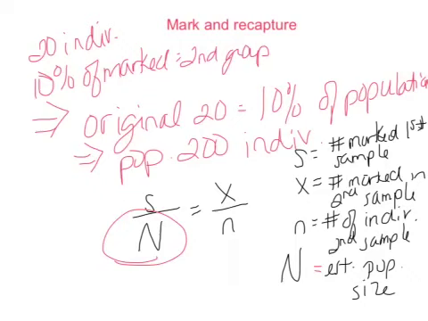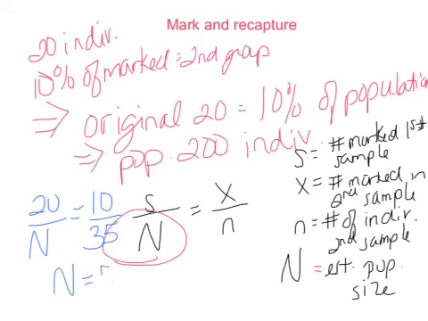You just set it up as a proportion. You could also rearrange it, but in our case, we would have the 20 original individuals over N equals the 10 marked in the second sample over, let's say, a second sample of 35. When we do the algebra, you cross multiply and divide, and we're at an estimated population size of 70.